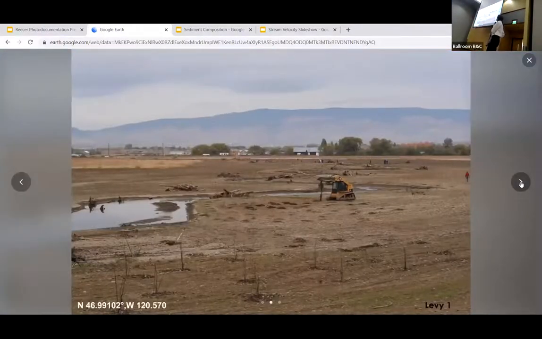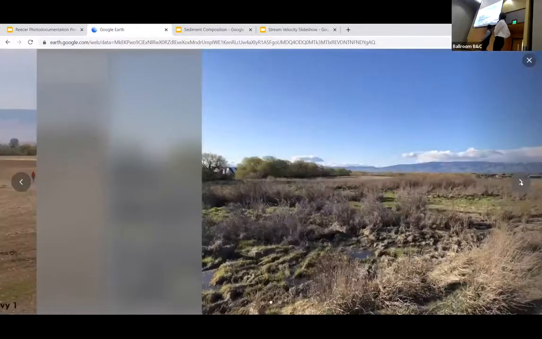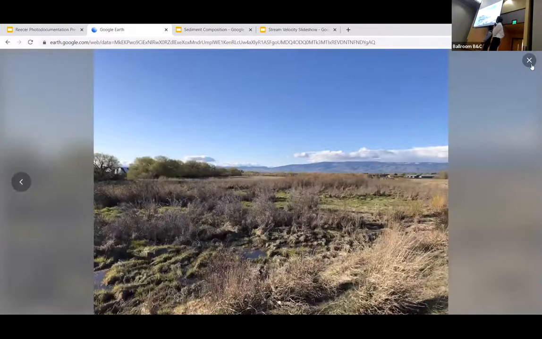That's in 2012. You can see the introduced vegetation there, about planted. Next, and then this is this spring.